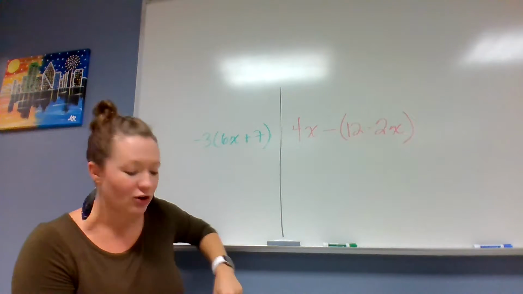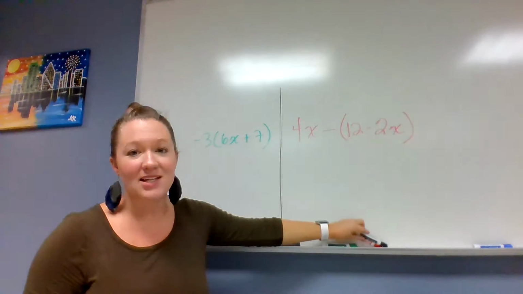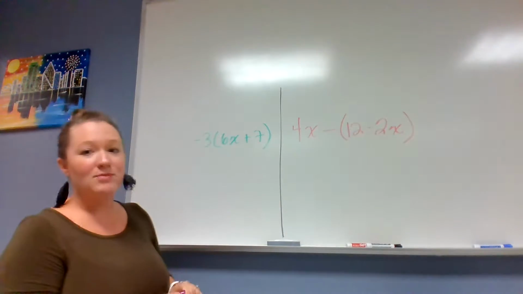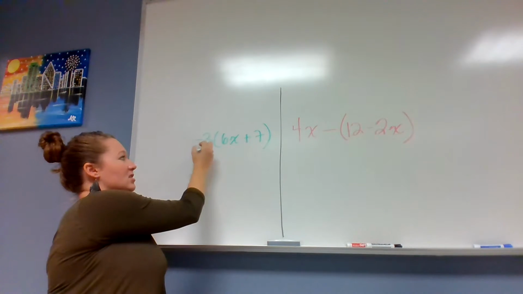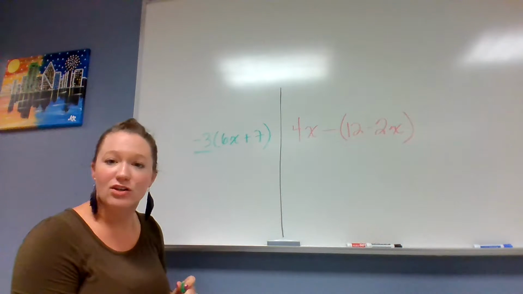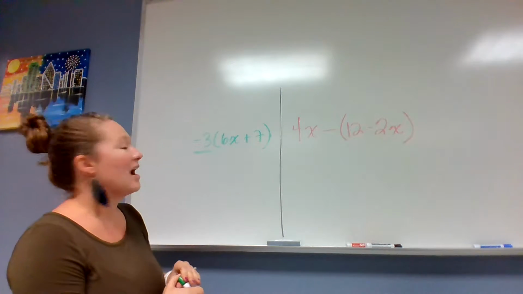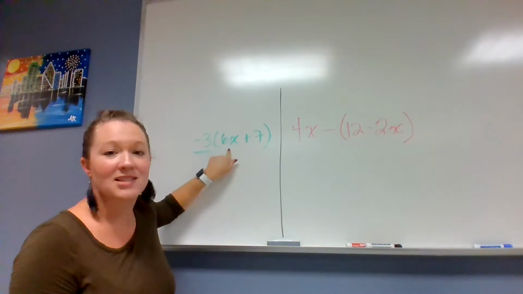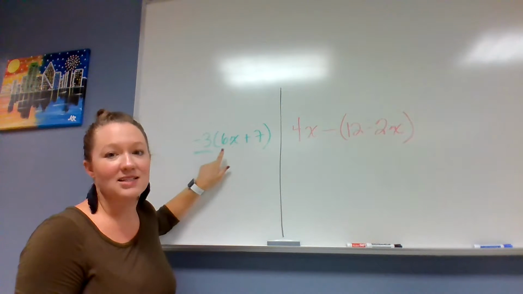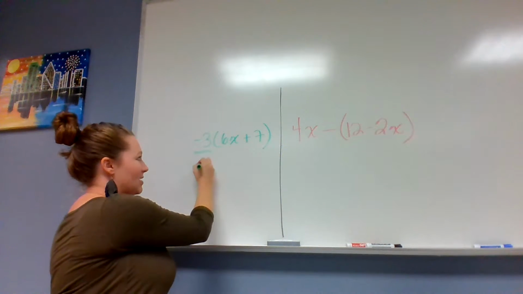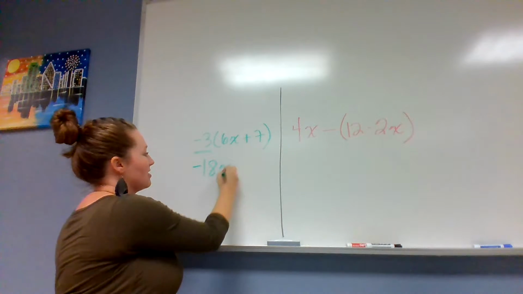All right, so this first example in green, we have a -3 as our coefficient. And so when I'm distributing, we have to remember to distribute the -3. So if you're using your calculator to do the math, I'm not just doing 3 times 6x, I'm doing -3 times 6x. So that's going to give me a -18x.